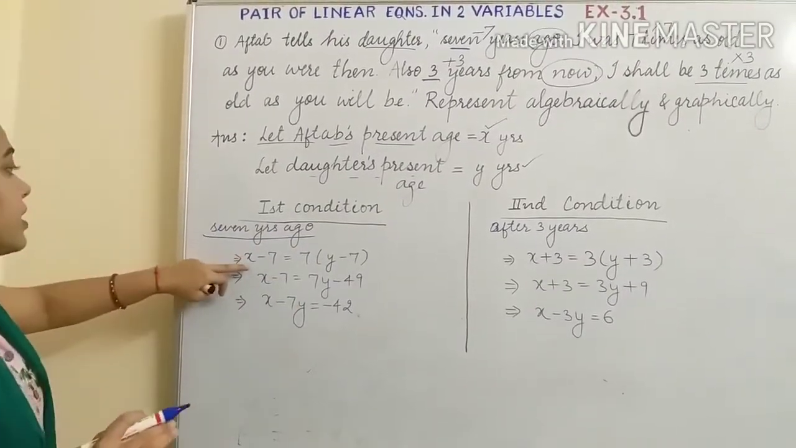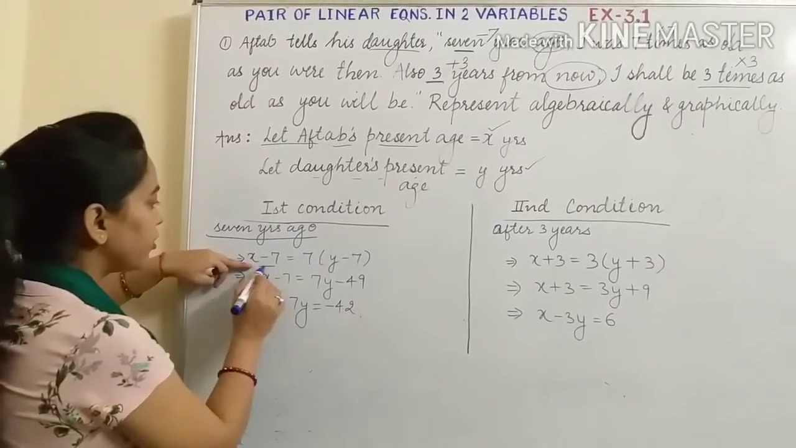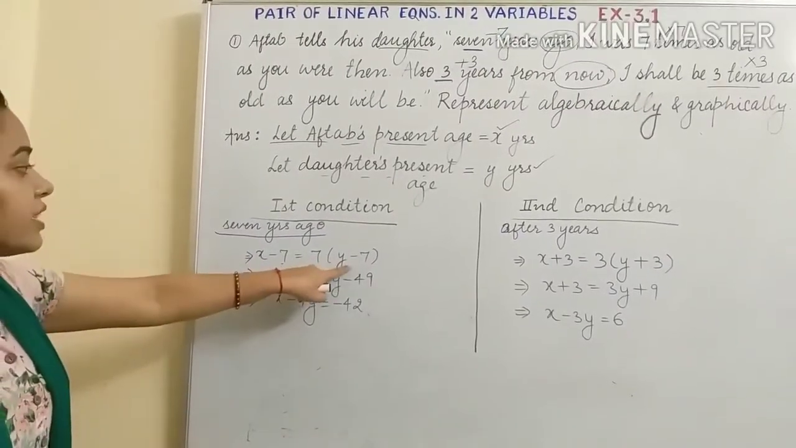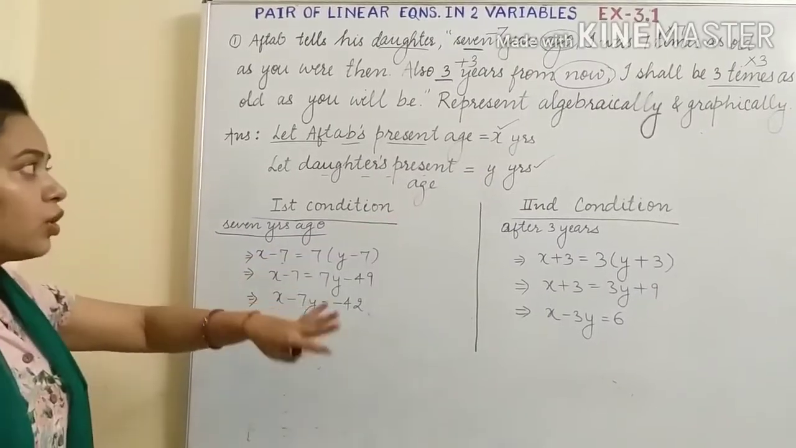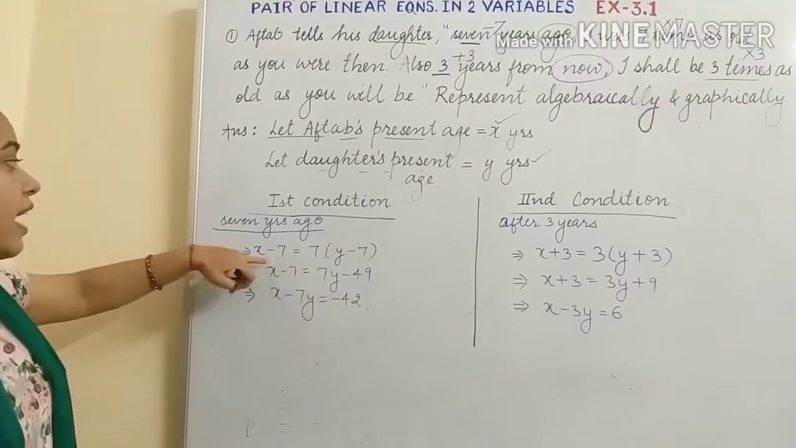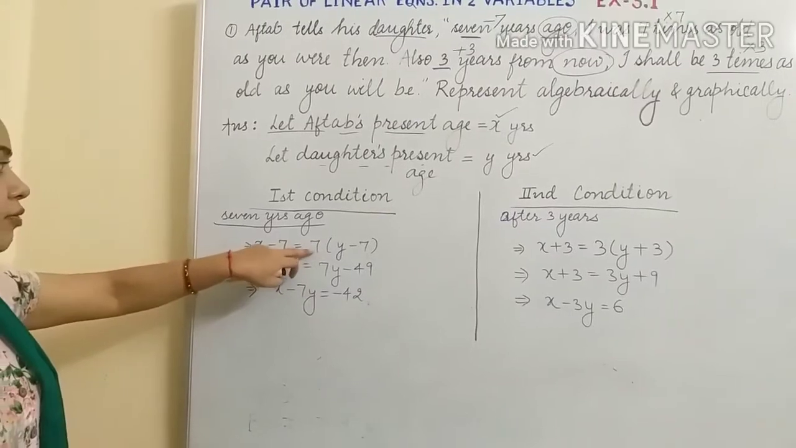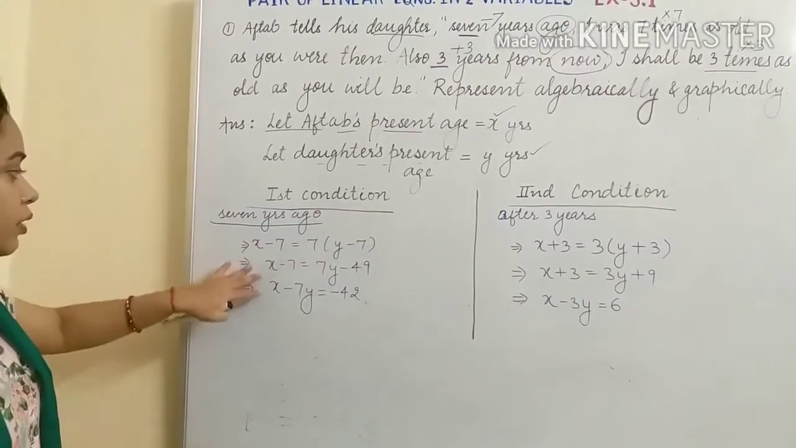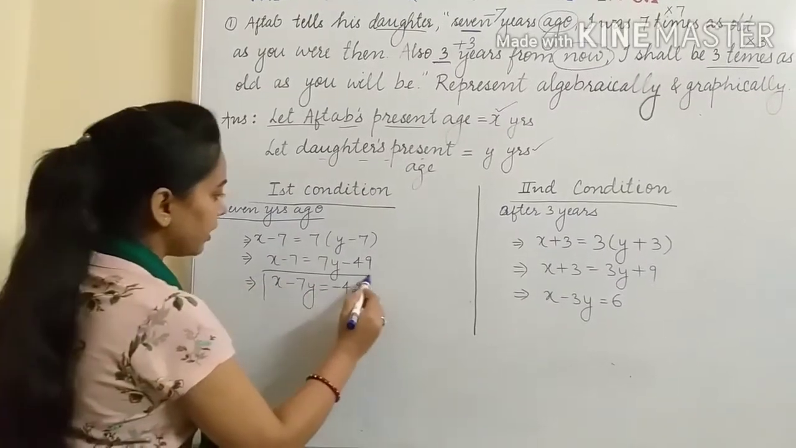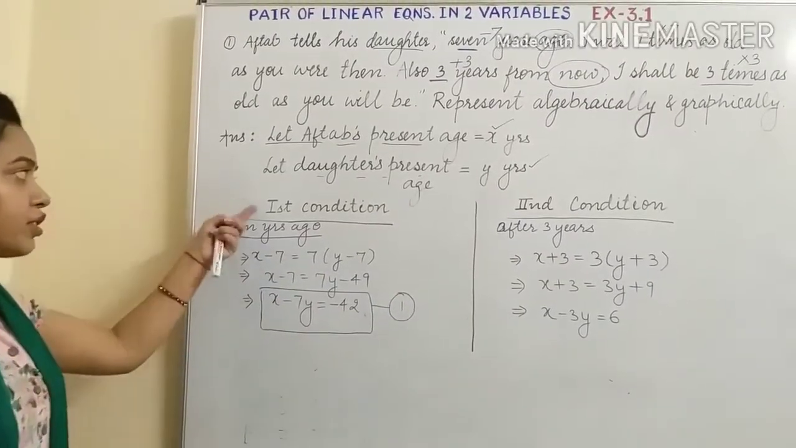Present age is x, and if we move to 7 years ago, 7 will be subtracted from the present age, so x minus 7. Then the daughter's age is presently y, and going back 7 years it becomes y minus 7. In that condition he was 7 times his daughter's age, therefore 7 will be multiplied to this. Now we will solve this equation and arrive at our final equation based on the first condition.